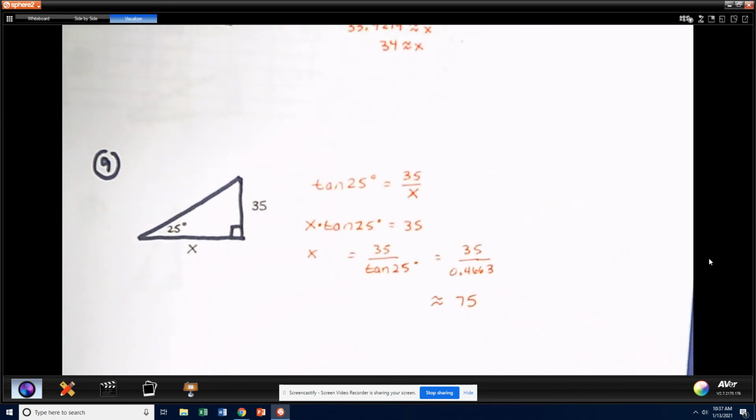I hope these examples have been helpful to you. And I hope now you feel comfortable using a trig table.